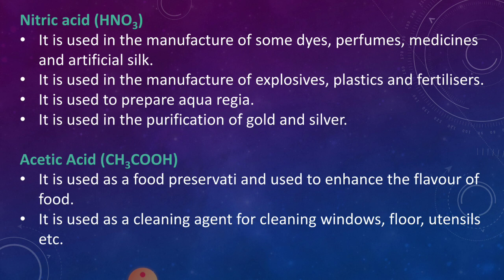So why is acetic acid used as a food preservative, basically in pickles? Because it kills microorganisms and inhibits the growth of bacteria or fungus. That's why it kills the microbes, and that's why it is used as a preservative. Then it is used as a cleaning agent in products made for cleaning windows and utensils, etc.